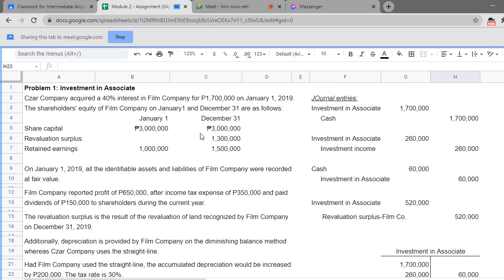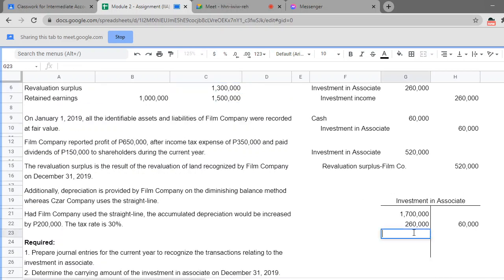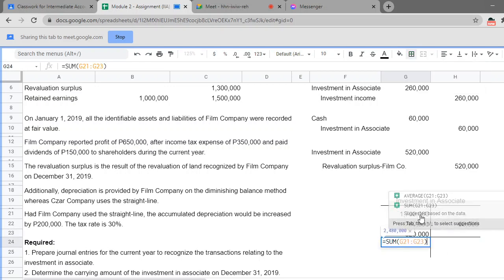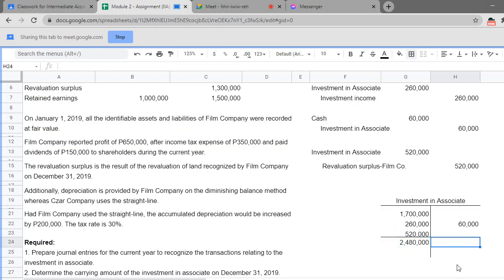We have another item which is the revaluation surplus. And again, it will appear in the debit side. And that's it. Wala nang ibang items. Let's add both sides and then let's get the difference. So we have 17 plus 260. We have 2480 and then we have 60,000 here. Ang net, we have 2480 minus 60,000.